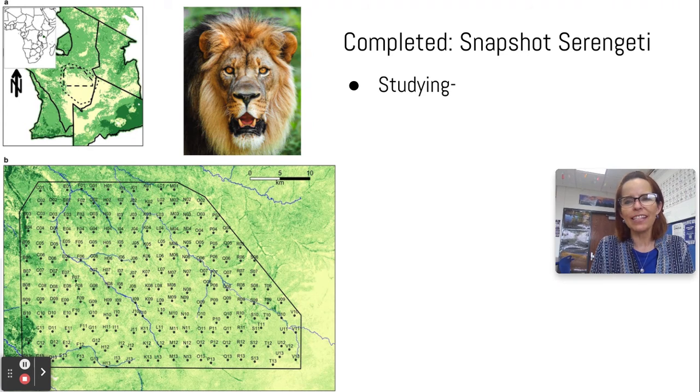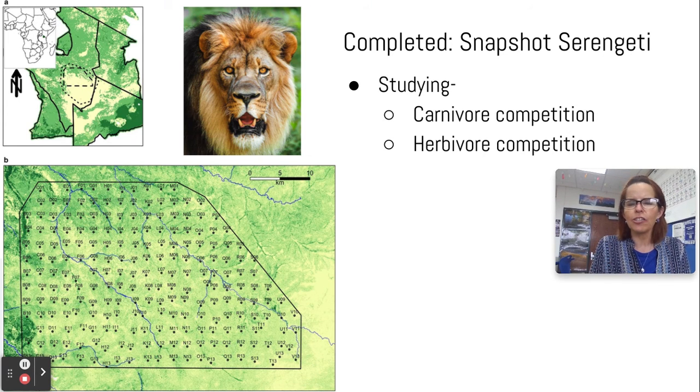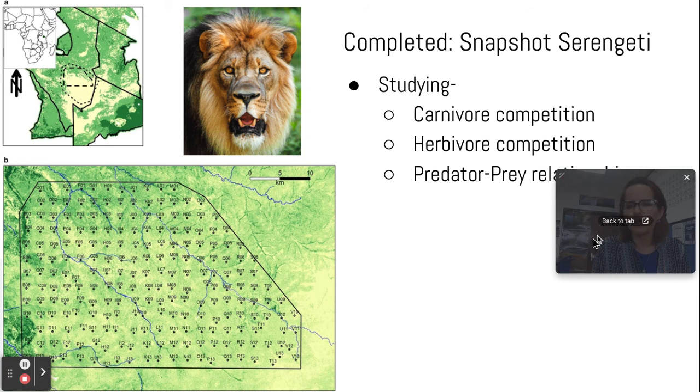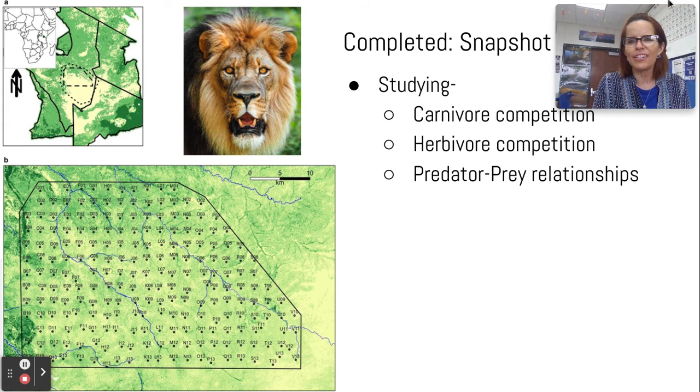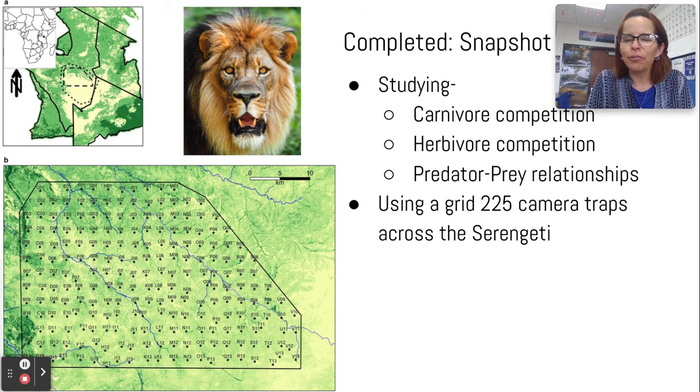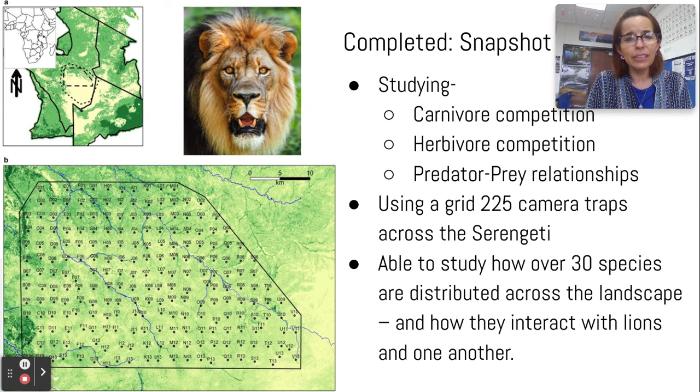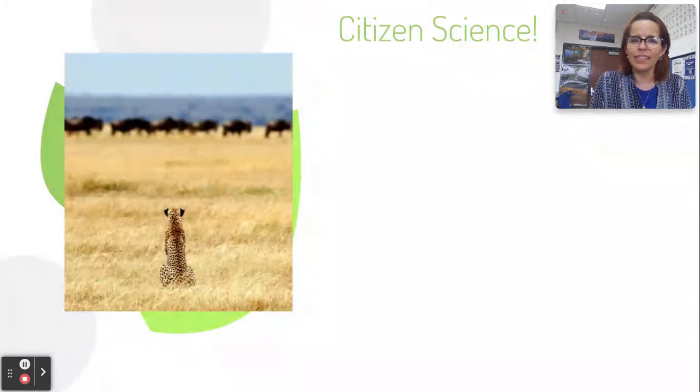So the Snapshot Serengeti program is already completed. They were studying carnivore competition, herbivore competition, predator-prey relationships. They used a grid of 225 camera traps across the Serengeti, and they were able to study how over 30 species were distributed across the landscape and how and when they interacted with lions and one another. And so that was the Snapshot Serengeti.